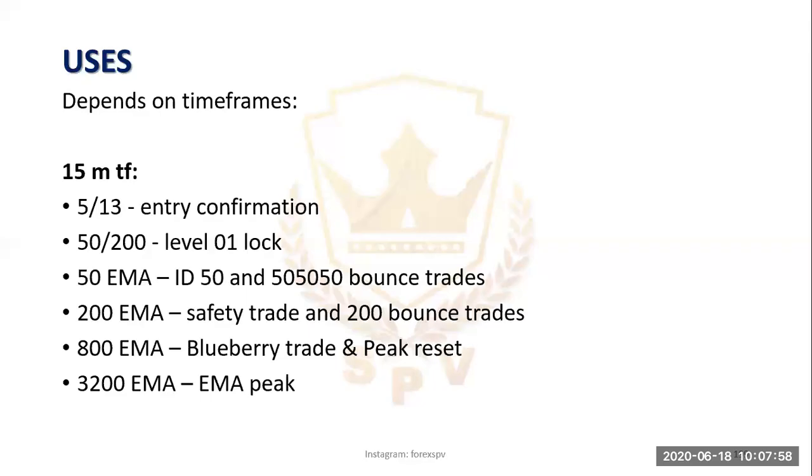And the 800 EMA is usually used to take blueberry trades and is an area for peak reset, because the 13 EMA on the daily time frame, when you come back, is like the 50 on the hour 4, the 200 on the hour 1, the 800 on the 15 minutes. So the 800 EMA is where we take peak resets off. And we have the 3,200 EMA on the 15 minutes time frame, which is where we take the EMA peak, because it's the same as the blueberry on the hour 1, and we have the EMA peak on the hour 1.